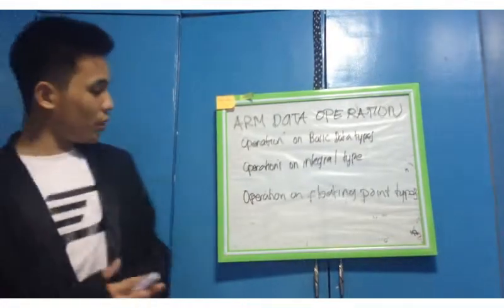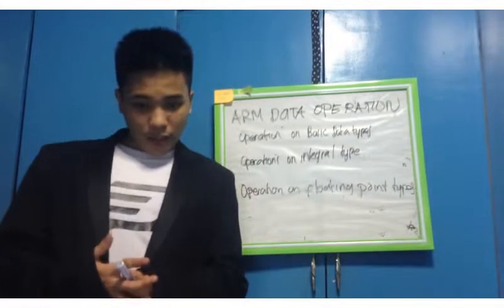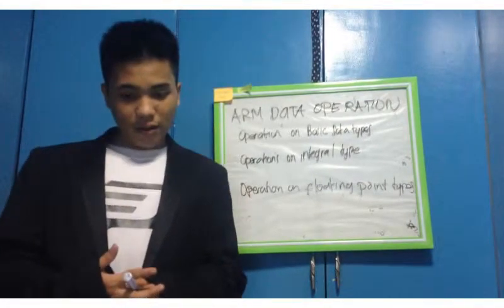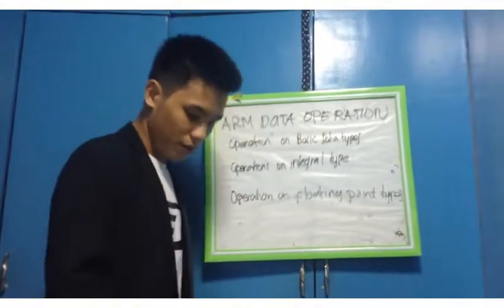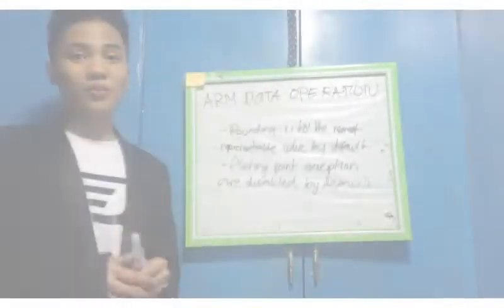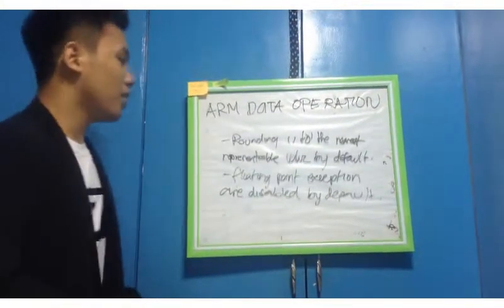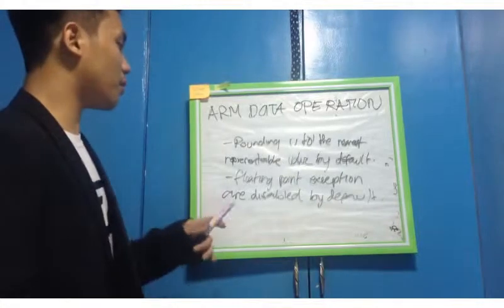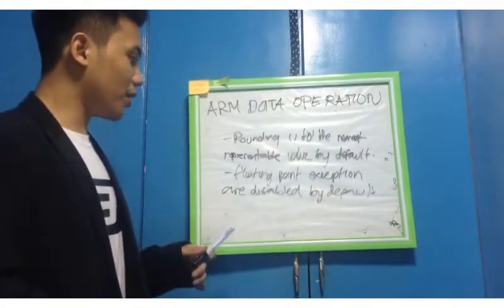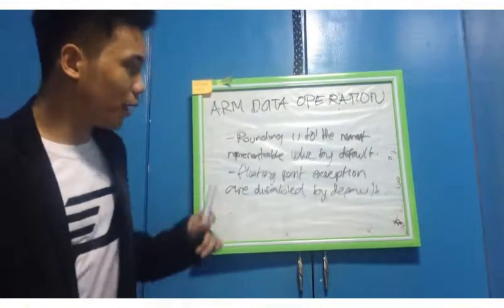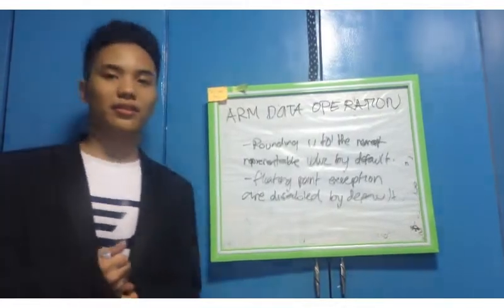Okay, we go on now to operations on floating point types. The following statements apply to operations on floating point types. First, rounding is to the nearest representable value by default. And then, floating point exceptions are disabled by default. And these are the ARM data operations.